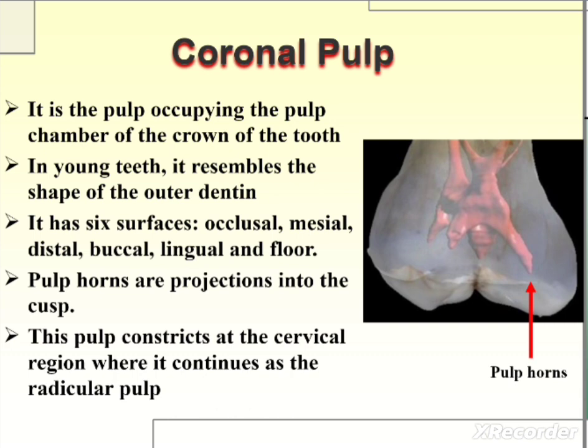So as you can see, this is the pulp horn. So these are projections of the coronal pulp that extend to the cusp. So this pulp constricts at the cervical region where it continues as the radicular pulp.